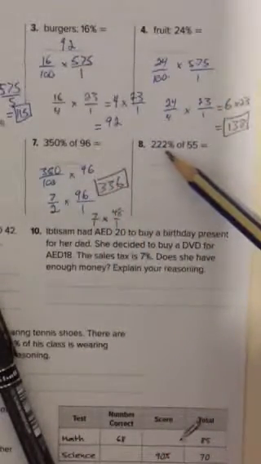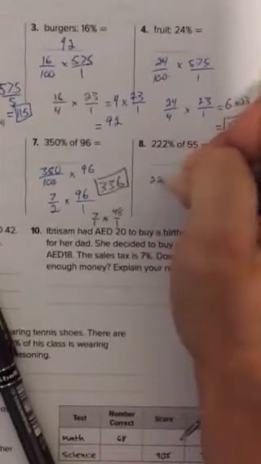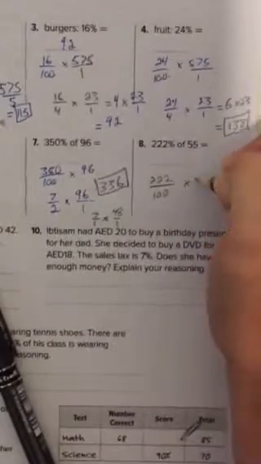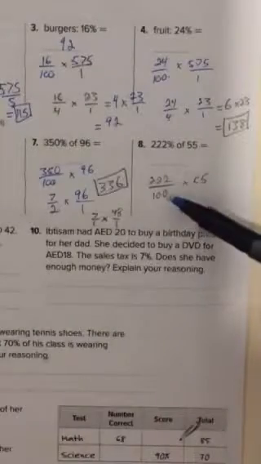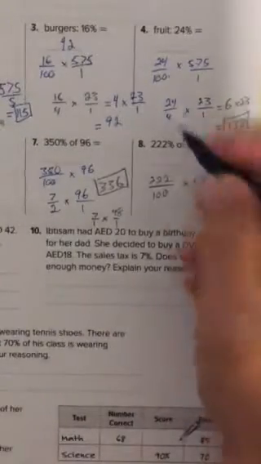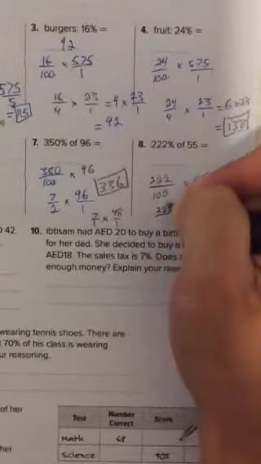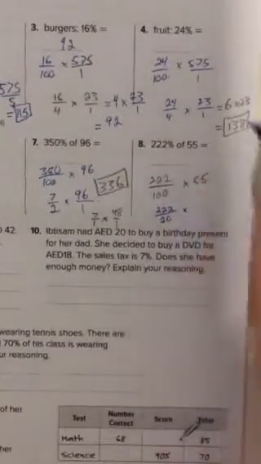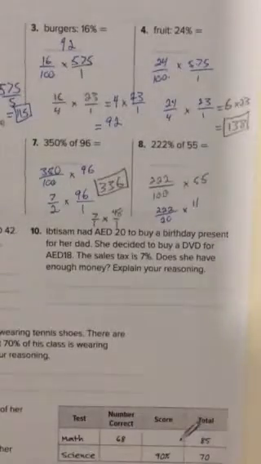All right, 222% of 55. Okay, so when I look at this, I see these two, and I think 5. So I'm going to divide by 5 here, divide by 5 here. So I'm going to have 222 over 100 divided by 5 is 20, times 55 divided by 5 is 11.